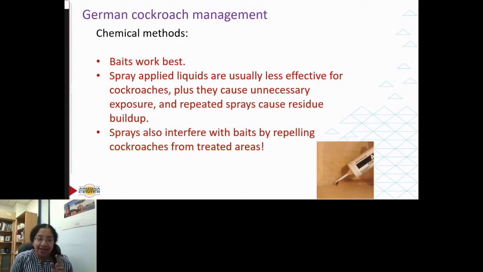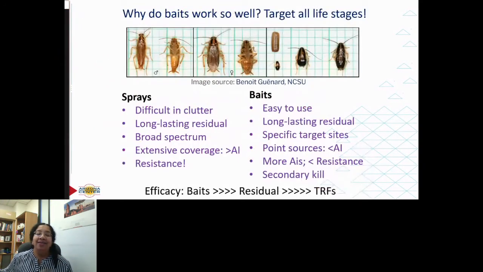And the second thing, sprays also interfere with baits, which are really effective. So when you have a bait, something that's attractive to the pest, right, and you put a layer of spray over it, it reduces the efficacy of the bait, right? So that's something to remember. And why do baits work so well? So, keep talking about baits. One, they target all life stages of the pest. And here's a comparison between sprays and baits, right?